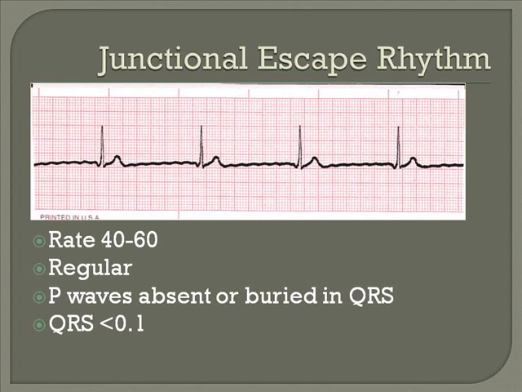If it was irregular, we could call this a slow AFib. The normal rate of the AV node is 40 to 60 beats a minute, and it produces narrow QRSs. Again, you want to make sure that the QRS is narrow, or it can be coming from somewhere other than the AV junction.